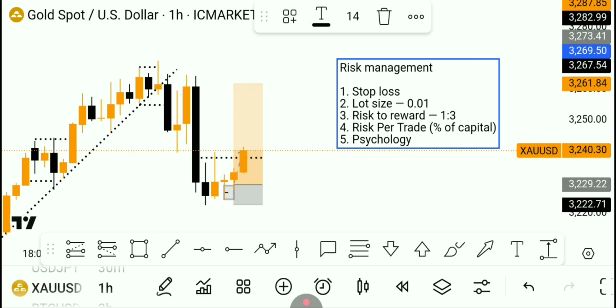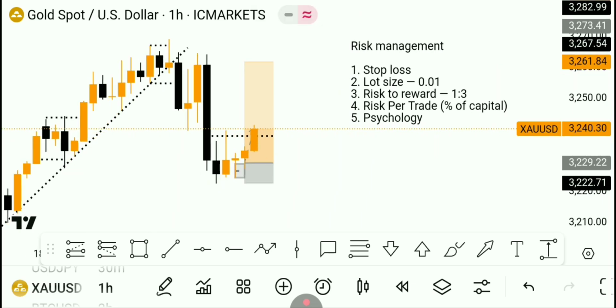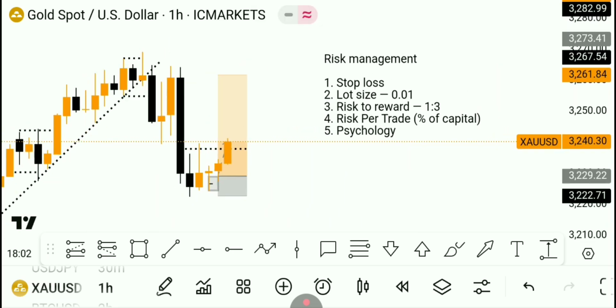The first thing is what? Your stop loss. You have to know your stop loss. Where are you placing your stop loss? Now let me go to the chart, or let me mention everything. These are the 5 pillars that make up good risk management. Number 1 is your stop loss. Number 2 is your lot size. You have to have a fixed lot size depending on your particular account.